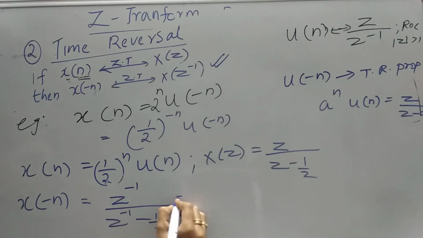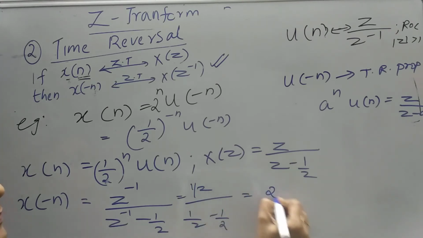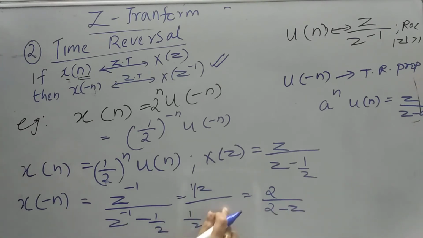This is 1 by z, 1 by z minus 1 by 2. Or you can solve it and you will finally get a value 2 by 2 minus z. You can take the LCM: 2 minus z by 2z raised to 1 by 2, z and z will get cancelled, and we get 2 by 2 minus z. Now we want to know what is the ROC of this x of minus n.